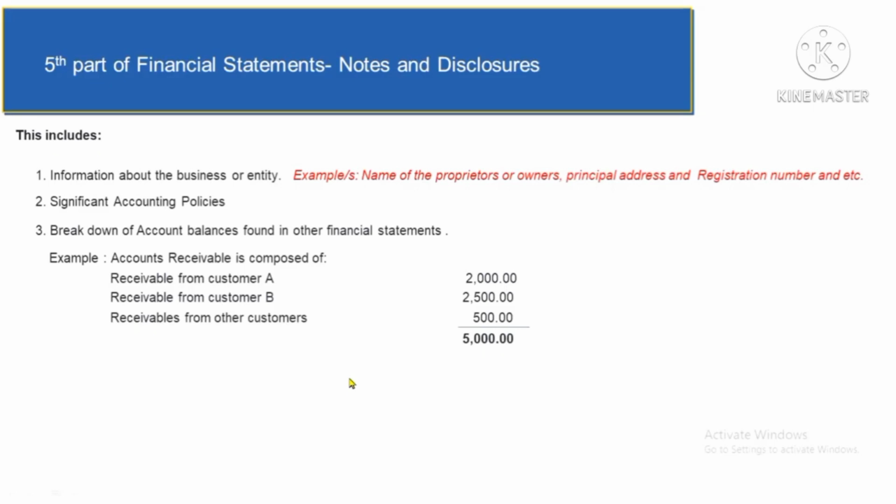So you can also do this breakdown with cash, like for example, cash in bank per bank account, or you can do this also to payables to different suppliers. And lastly, there are other disclosures required, which will be detailed on my next videos, so stay tuned.